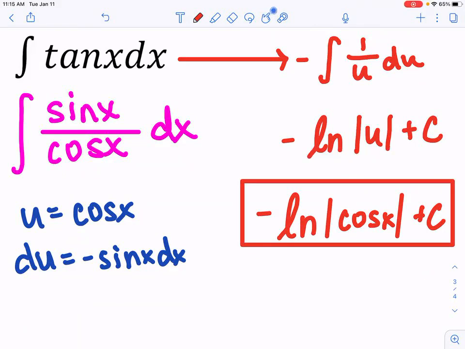Okay, so we have negative the natural log of the absolute value of cosine of x plus c. You can either remember that, or you can remember to do u substitution to get it. In your homework, or if not, we'll do it as a warm-up tomorrow, you'll do cotangent. If you were to just guess, what do you think the antiderivative for cotangent is? Positive natural log of the absolute value of sine of x plus c.